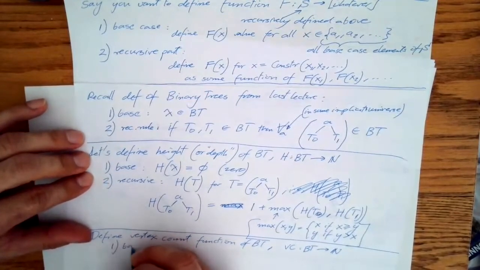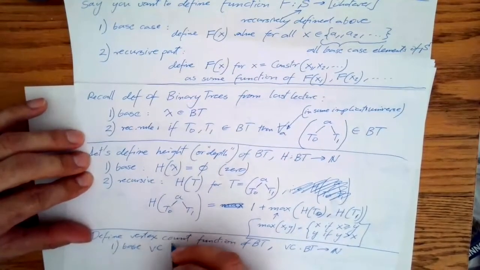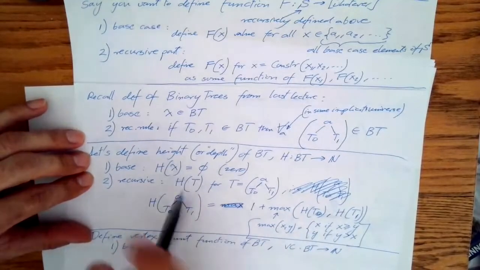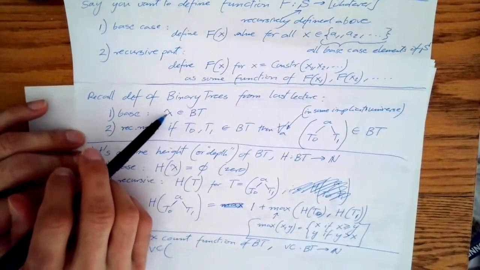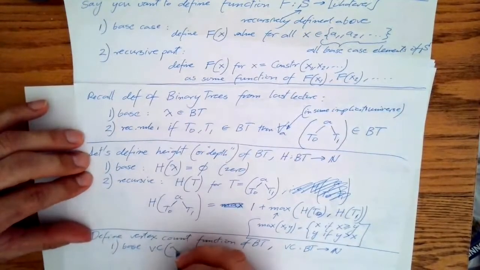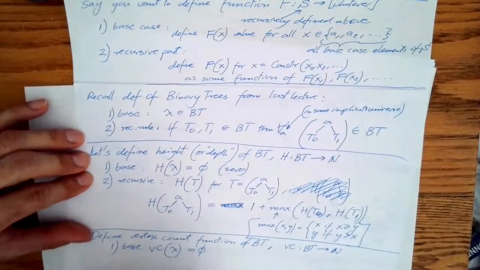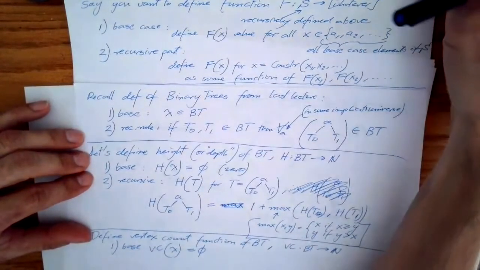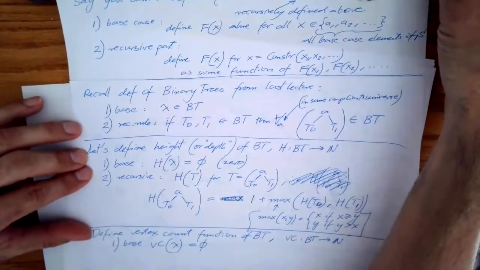The base case for the vertex count: again, following the blueprint, I have to define the vertex count of the single tree that is injected into the set of binary trees by the base case. This is an empty tree. And again, no surprise that an empty tree has no vertices, so the count of vertices is going to be 0.